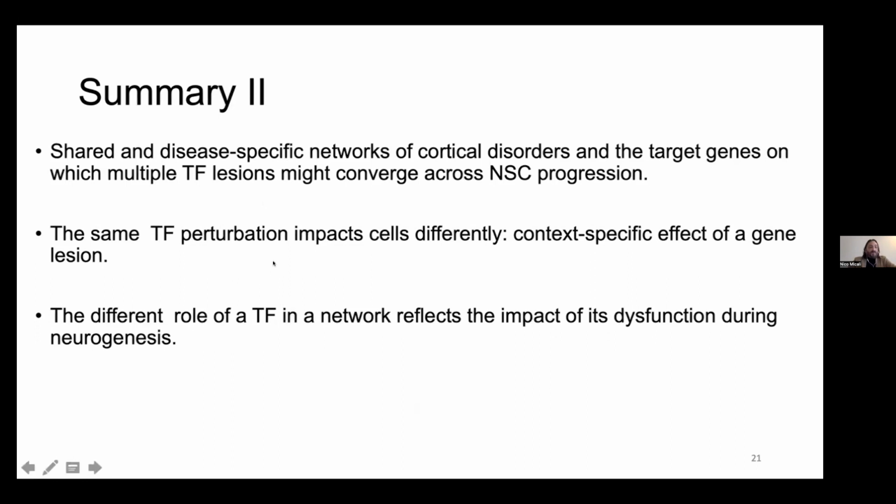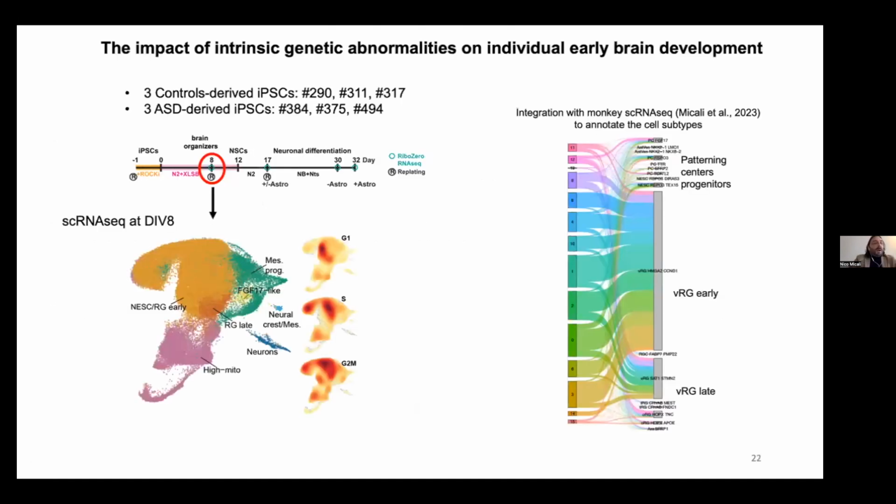Then the same transcription factor perturbation impacts cells differently. There is a context-specific effect of a gene lesion, and a different role. I showed you the different role of a transcription factor in a network, which reflects the impact of its dysfunction during neurogenesis. Now, next, what we did was to study the impact of intrinsic genetic abnormality on individual early brain development.